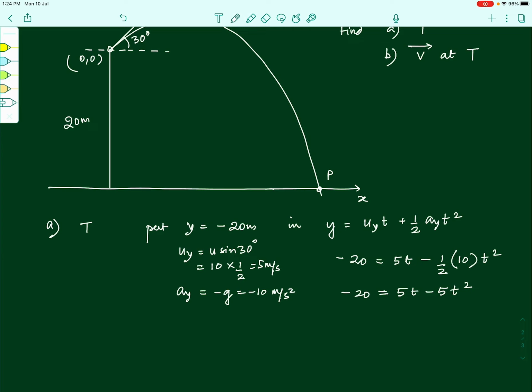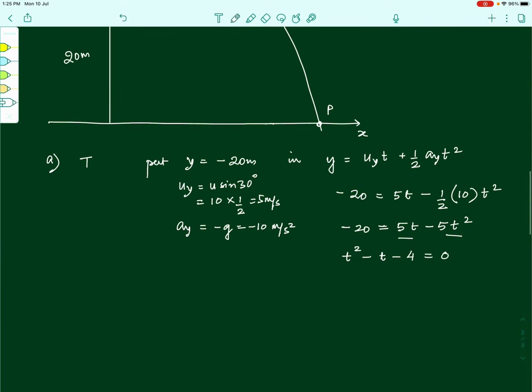So, what we are getting is what we expected, a quadratic in t. Let us simplify it. We can take a 5 common throughout and can take these two terms on the left hand side, so that we get t squared minus t minus 4 is equal to 0. This is the quadratic equation that we are supposed to solve. We can use the determinant method to find out the value of t. t is equal to minus b, which in this case will be plus 1, plus minus square root of b squared minus 4ac, divided by 2a, a is 1 here.